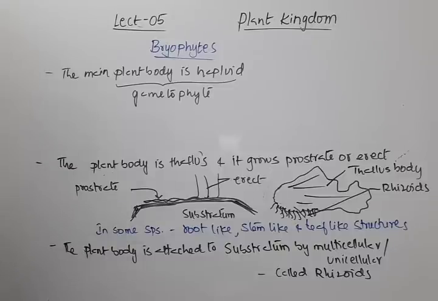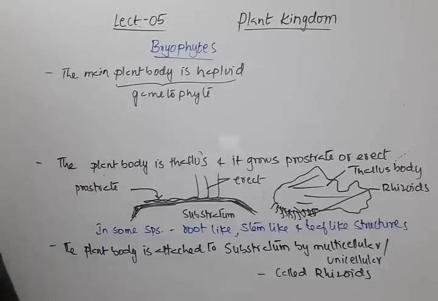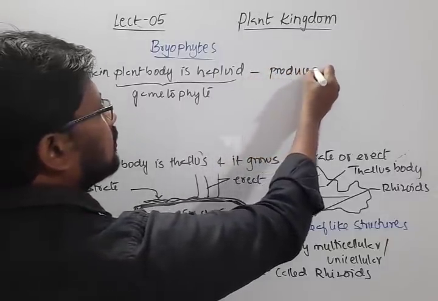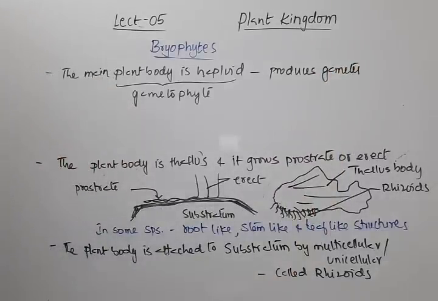So we studied a concept called alternation of generations. In this chapter, Plant Kingdom, we will be able to understand that in detail. Here the main plant body is haploid, that is gametophyte, and we know gametophyte is the one that produces gametes.